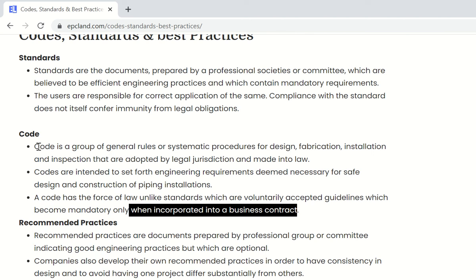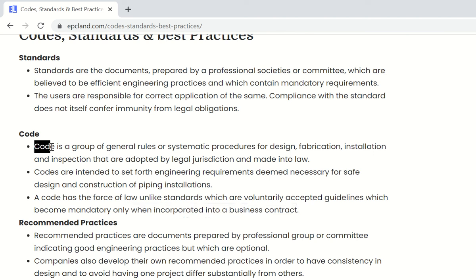Once we mention that we are going to follow the code, then this is legal, you are binding them legally. So legal jurisdiction and laws will be involved. This is a major difference between code and standard.